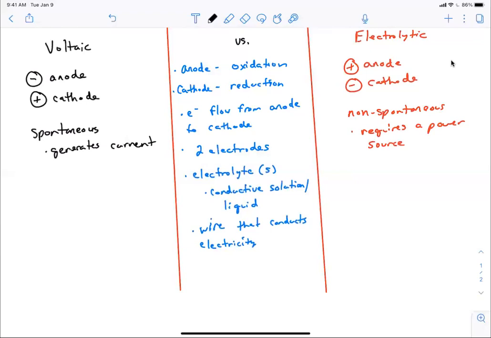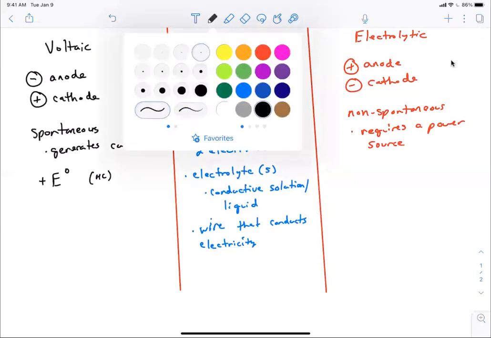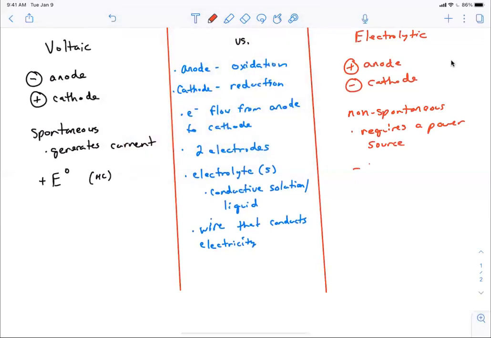Okay. For higher level, voltaic cells have a positive cell potential, whereas electrolytics have a negative cell potential.